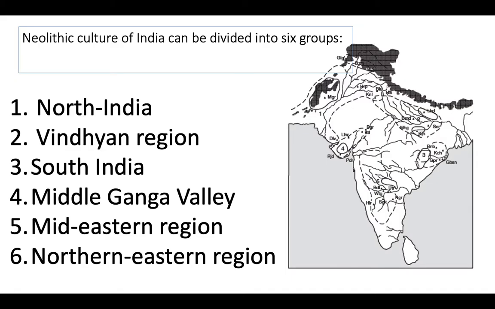Now coming to the Indian Neolithic culture. The Indian Neolithic can be divided into different cultural zones or different ecozones. What is important here is that India is not a country; it's a subcontinent. That's why we have a lot of different climatic ecozones, and accordingly different Neolithic cultures developed in different areas.